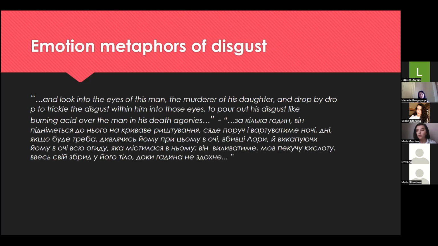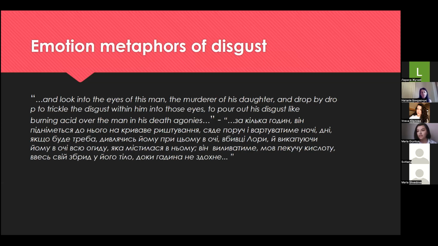The last word with negative meaning we are to discuss today is disgust. Although disgust is commonly classified as one of the basic human emotions, it has received relatively little attention from linguists in comparison to other emotions. The metaphorical expression disgust as a fluid is used in this example.